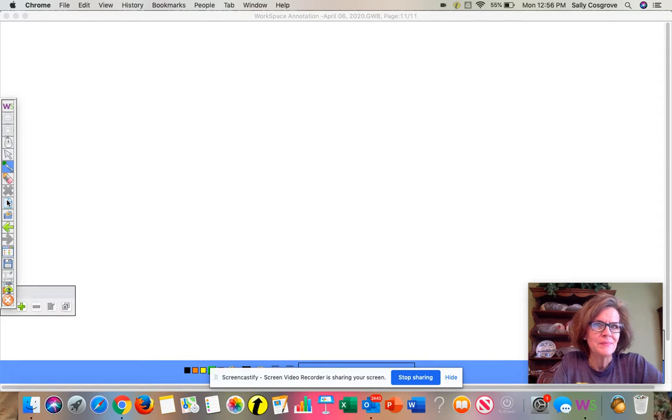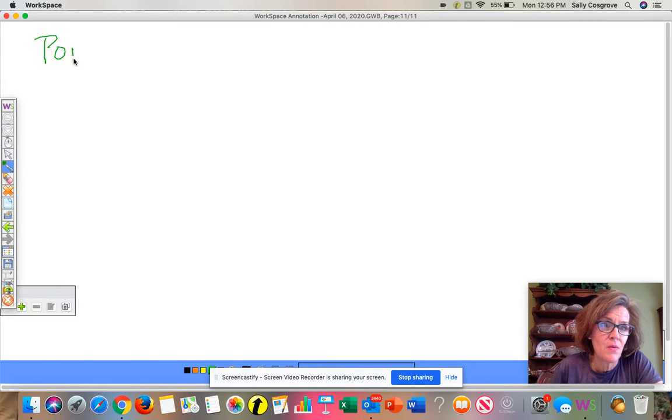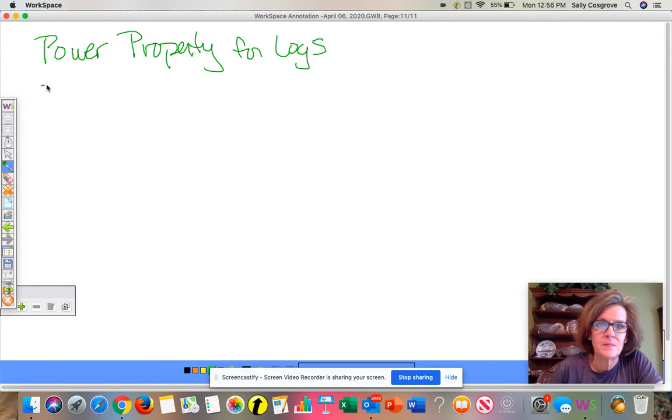So we're back again. And this time we're looking at our fourth property for today, which is the power property. So let's get on that. And we notice that this is the power property for logs. And another smiley face. Why not?